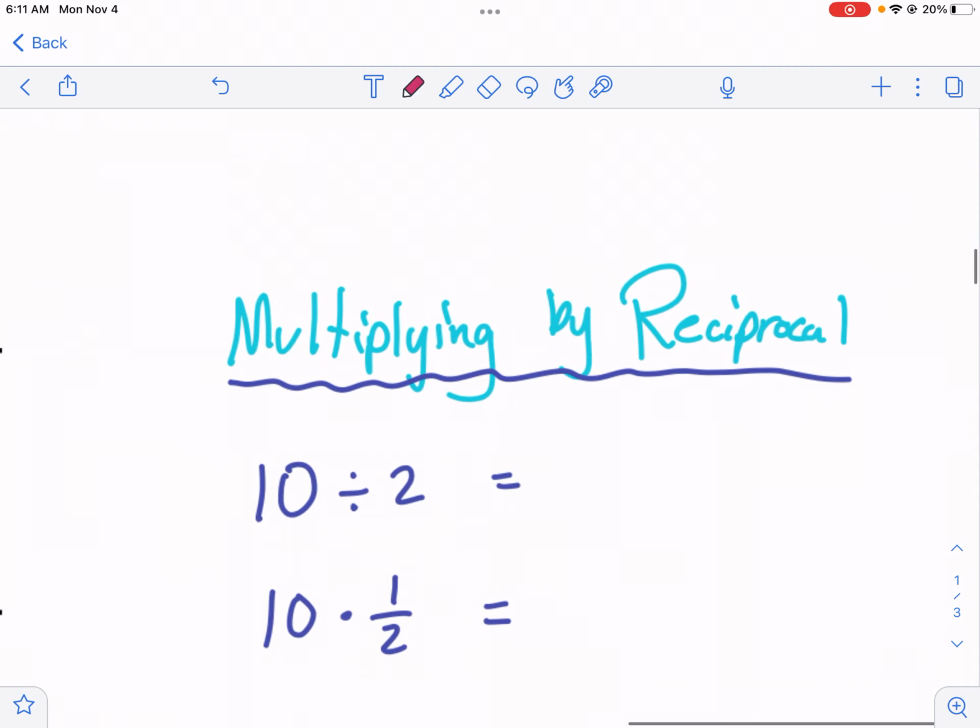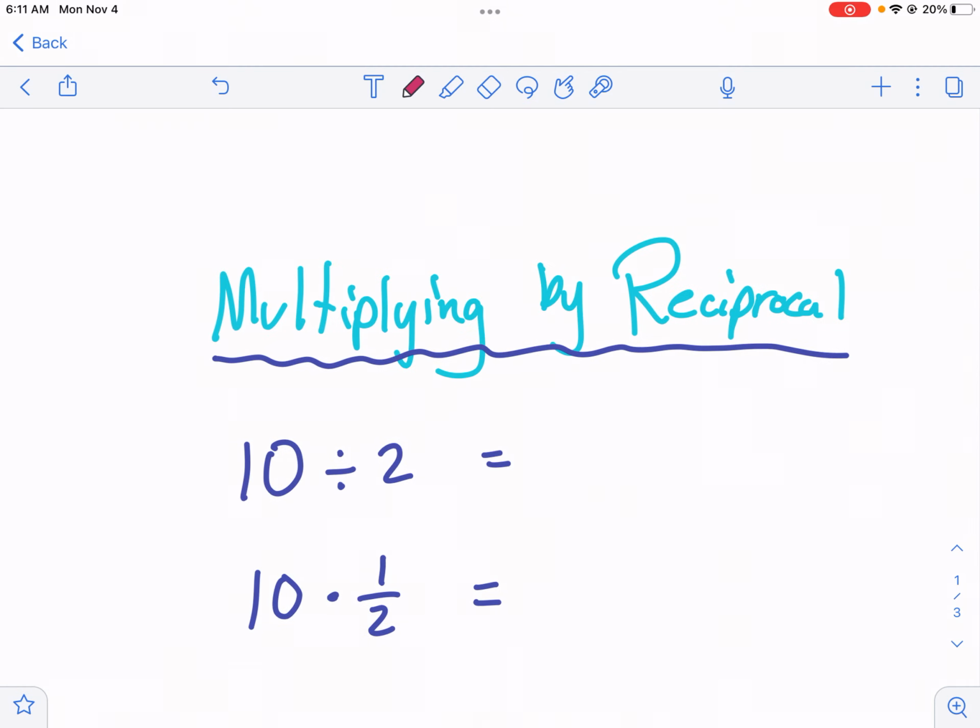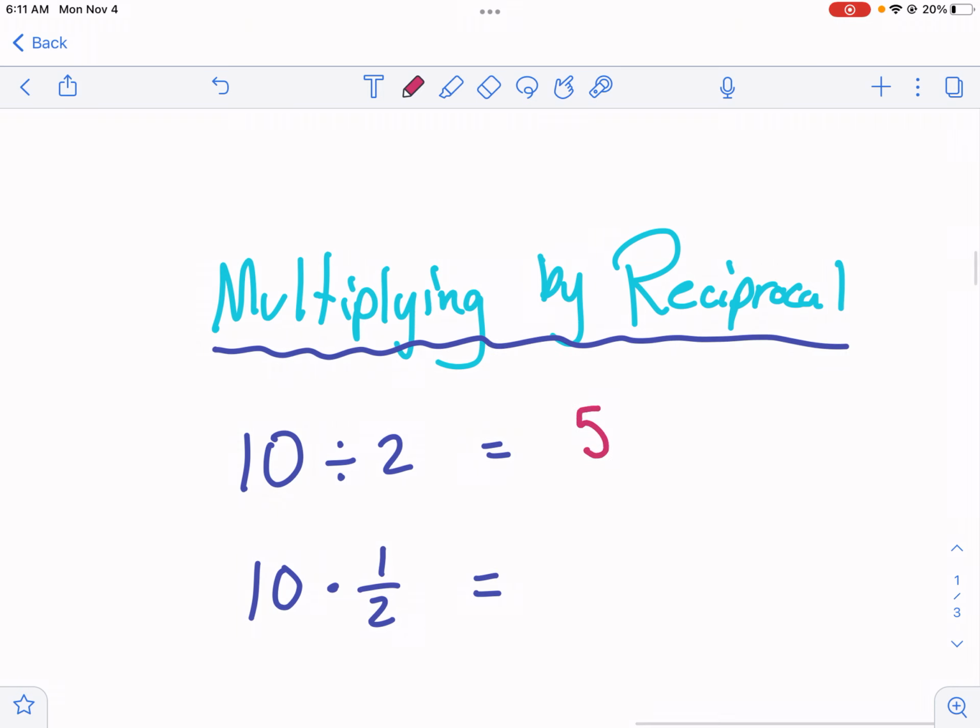First, we need to start by understanding what multiplying by the reciprocal does. So let's take 10 divided by 2 to start. If we have something like 10 divided by 2, that essentially means we're going to split it into two equal parts. We're going to split it in half. And what does that equal? It equals 5.